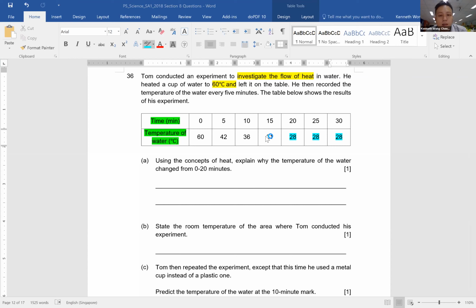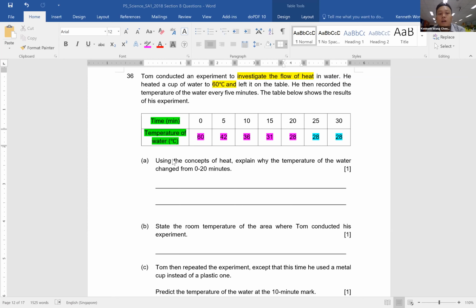Okay. Anything else? Any other trends? Any other patterns? Nobody else? Temperatures are all going down from which minute? From 0 to 20 minutes. Okay, from 0 to 20, they're all going down. Thank you. So from 0 to 20, they're all decreasing. And after that, it's constant. And what numbers do these refer to? They refer to the temperature of the water.